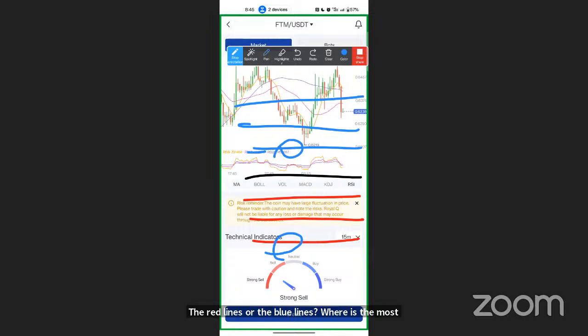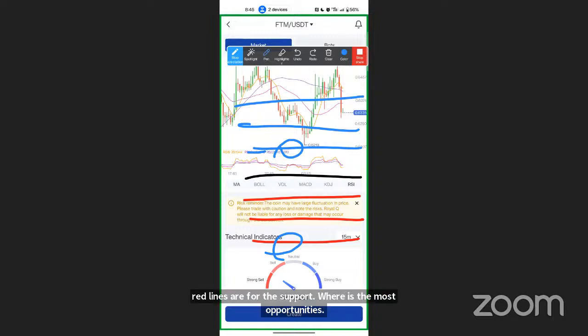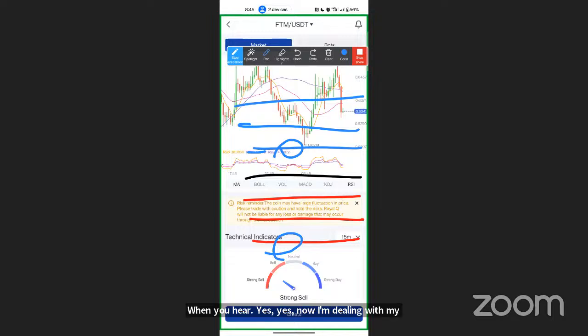The blue lines are the resistance. The red lines are for the support. Where is the most opportunities? Is it in the blue lines or is it in the red lines? In the red lines. Yes. When you hear yes, yes, just now I'm dealing with my daughter. Don't get annoyed. So we shall go in for the red lines, okay?